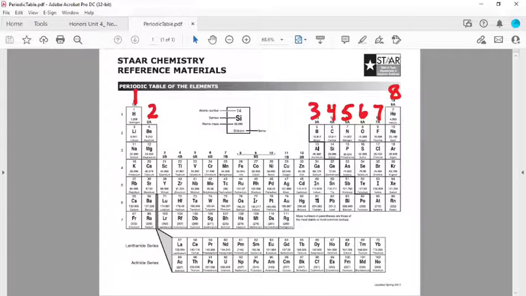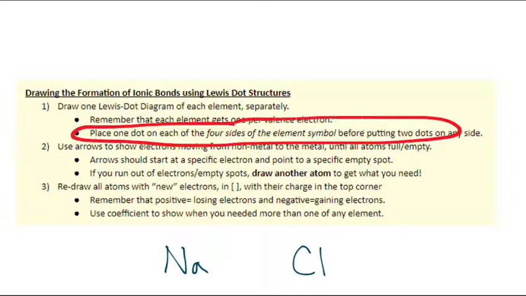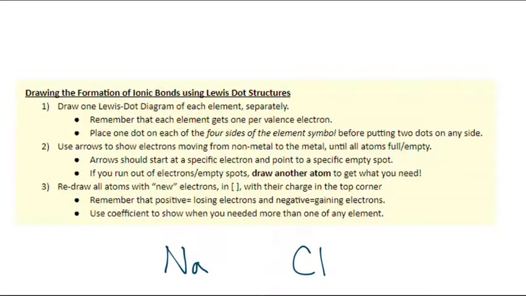So the 2 elements we care about are sodium and chlorine for now. Sodium has 1 valence electron and chlorine has 7. As we're placing these dots around our atom, remember that each side, it's kind of like a little invisible box with 4 sides around our element's symbol. Each side needs to get 1 dot, 1 valence electron, before any sides pair up.